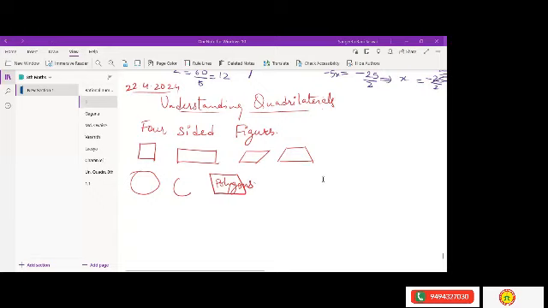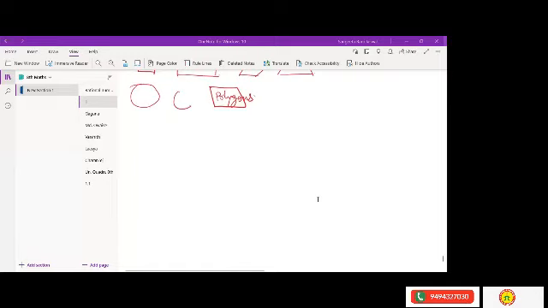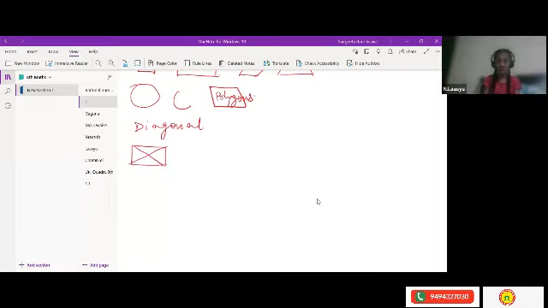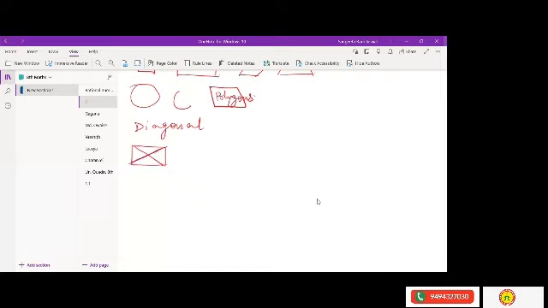Okay. So that was about a four-sided figure, right? Now coming to concave and convex polygons. Okay, let's talk about the diagonal of a polygon first. What are diagonals? Suppose you have a rectangular figure. When you join the opposite ends of this, these lines are called diagonals. Suppose this is A, B, C, D, and when you join the opposite ends, that gives you the diagonal. AC is the diagonal here.